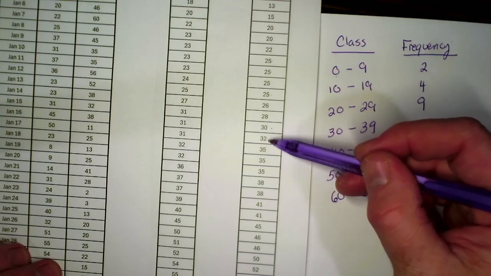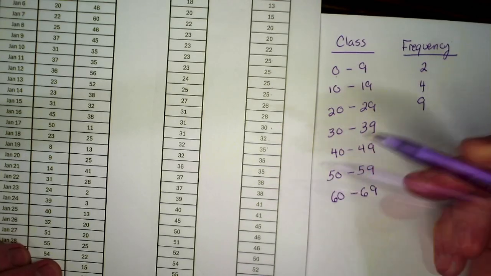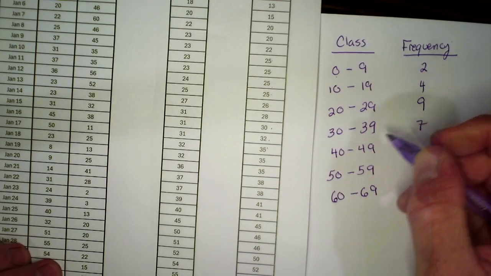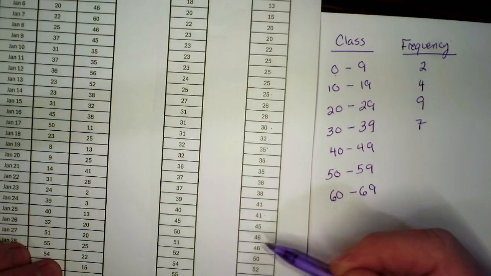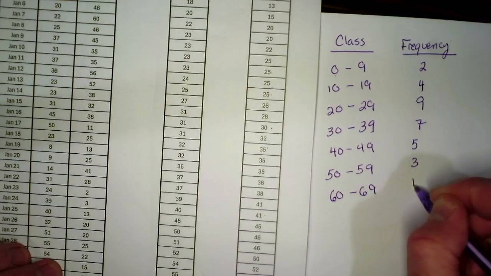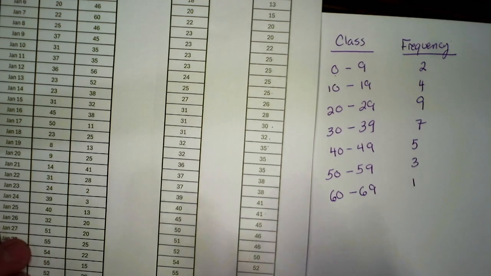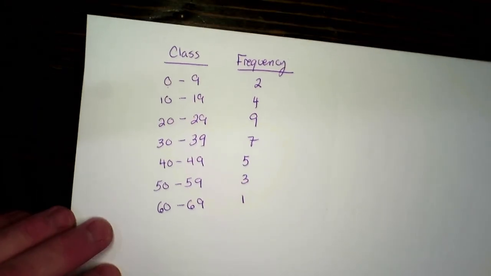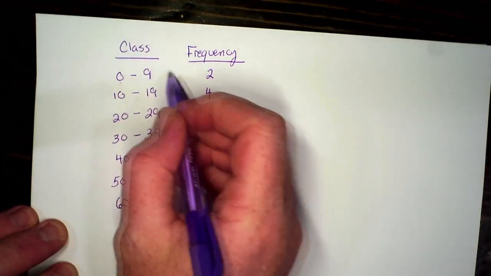So 30s, 1, 2, 3, 4, 5, 6, 7. 40s, 1, 2, 3, 4, 5. We're almost there. There were 3 days in the 50s and just that 1 day in the 60s. Okay, so we'll get rid of this data for now. So we're kind of lumping things together into a more general group.